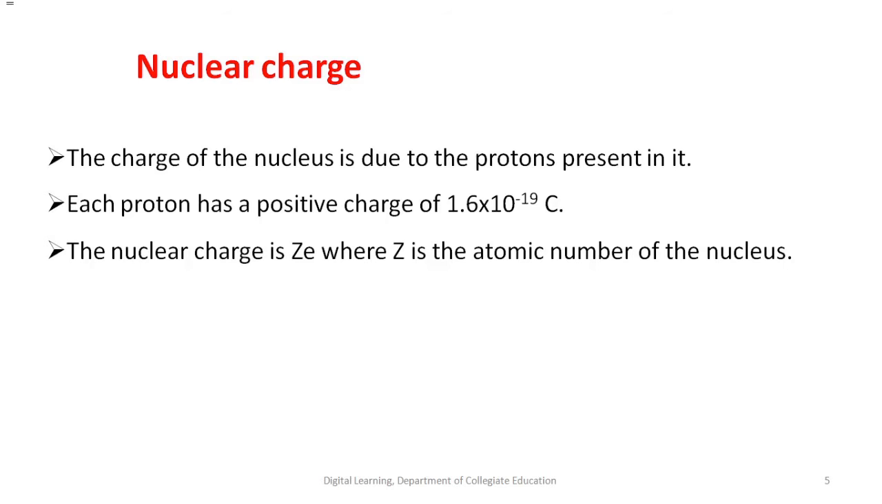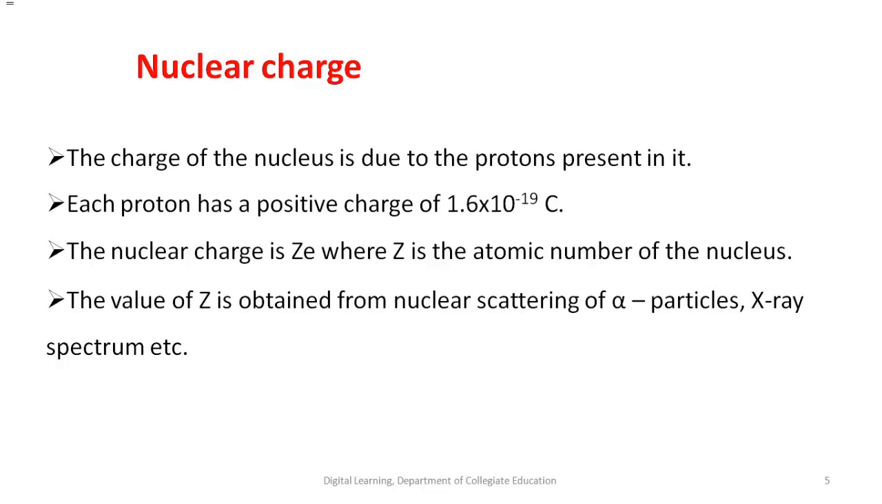charge of the nucleus. The value of Z is obtained from the scattering of alpha particles. So we can obtain the Z value from scattering experiments like the alpha scattering experiment and the X-ray spectrum. We can obtain the value of the atomic number. This is about the charge of the nucleus. Totally, the charge of the nucleus is Ze. It depends on the total number of protons present.